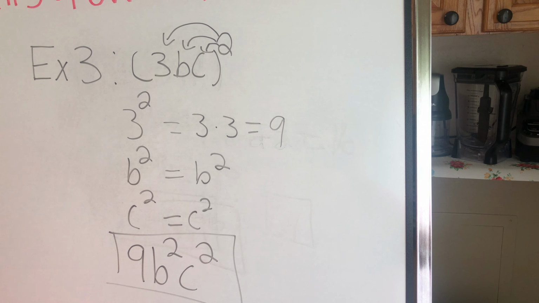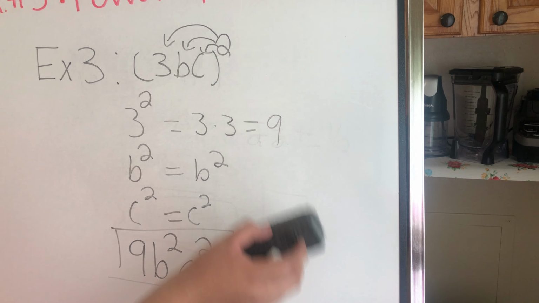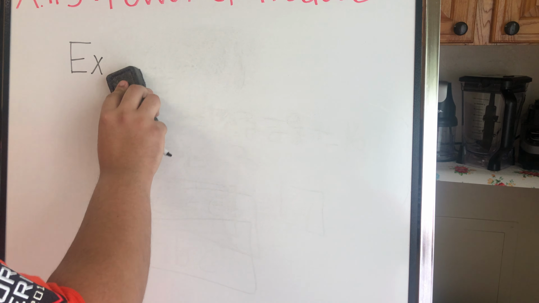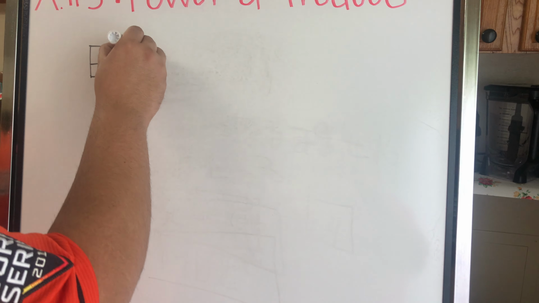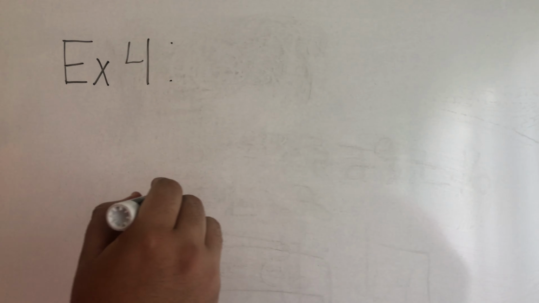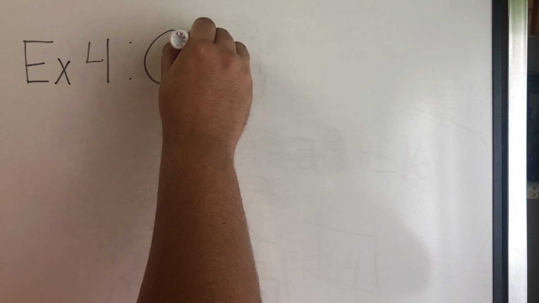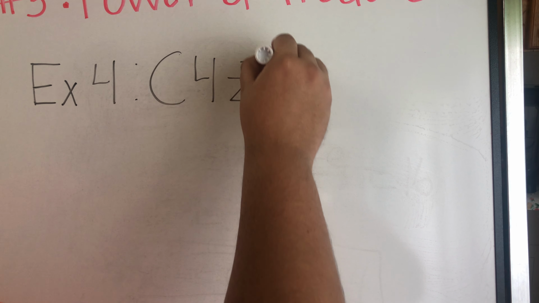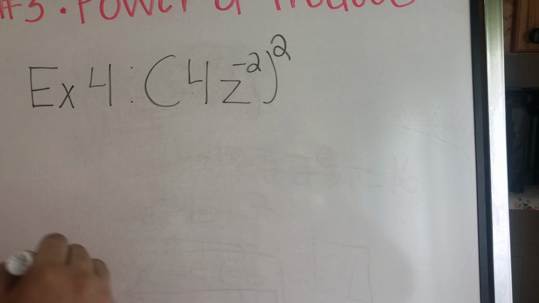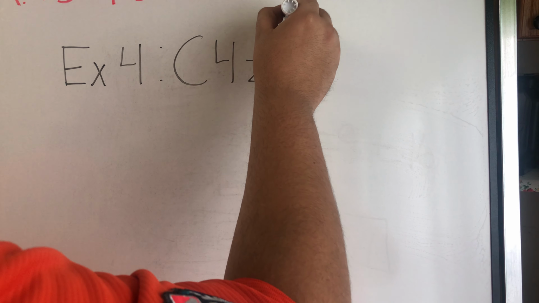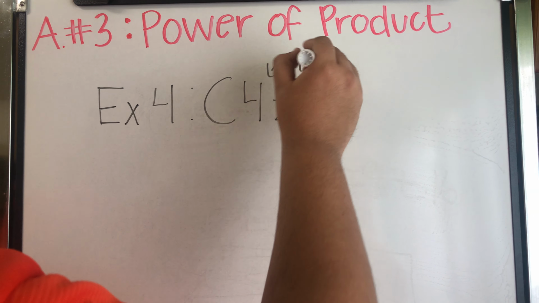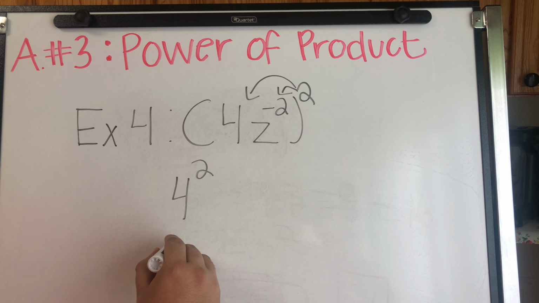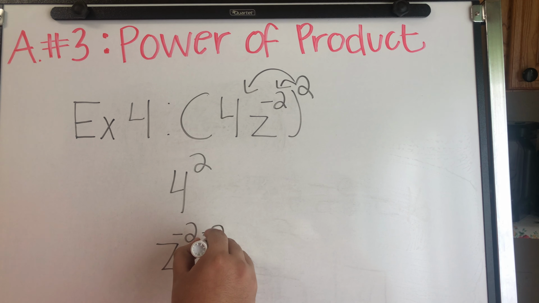Now, let's throw in some negatives since I know we hate negatives. So let's go to example problem number 4. On example problem number 4, say we have 4z to the power of negative 2, and all that is being raised to the power of 2. So let's distribute the positive 2 to the inside. This is going to turn into 4 squared and z to the negative 2 times 2.